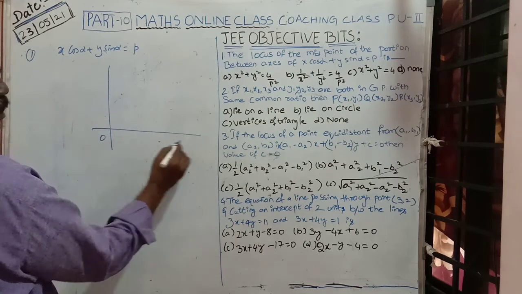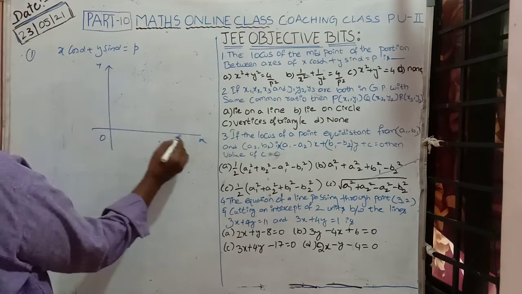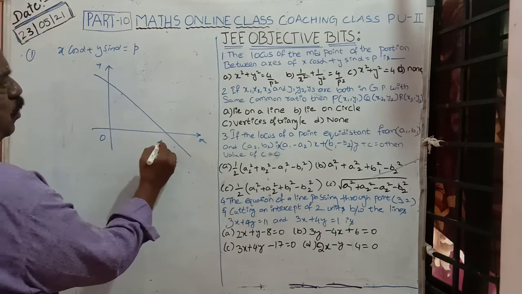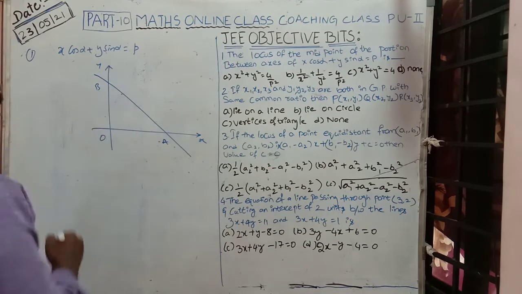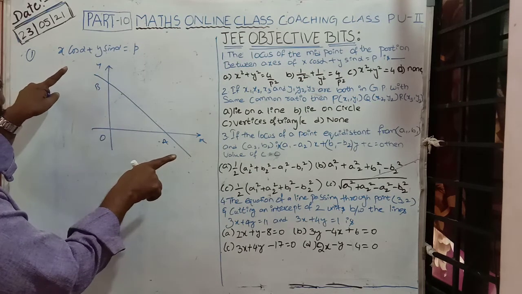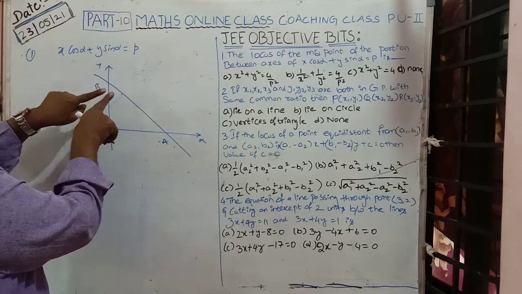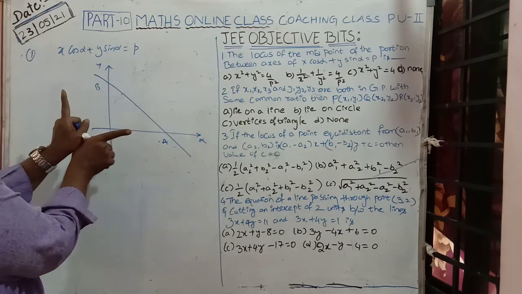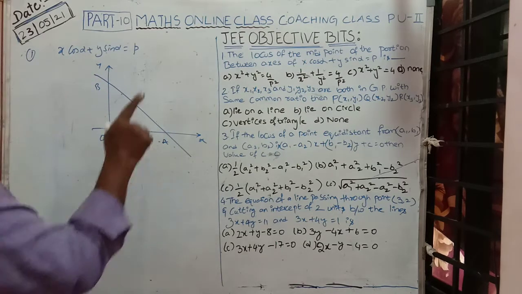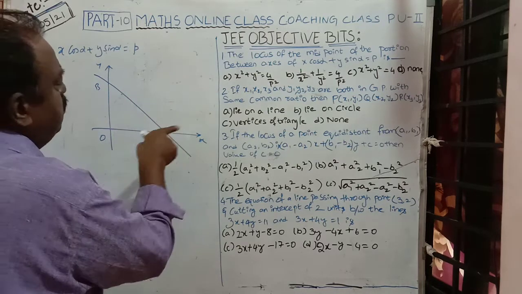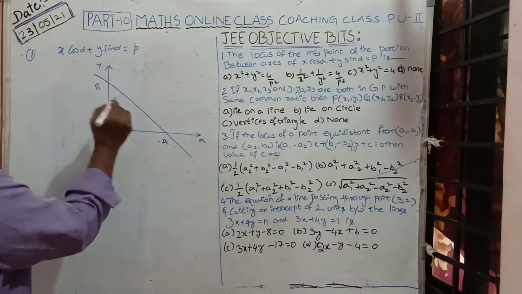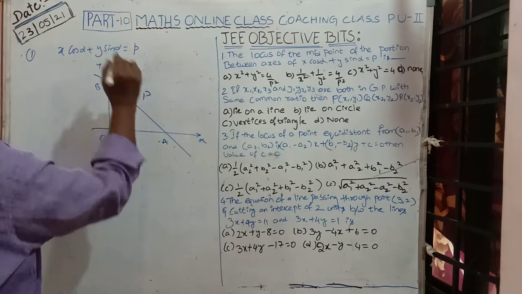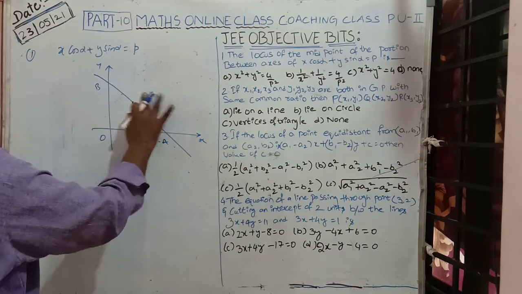See, it is the x-axis and y-axis. The line is like this. This is the portion, this is the portion AB. This portion AB is called the portion of the line intercepted between the axes. But shortly it is given: the portion between the axes of the line. Its midpoint is P, capital P. Already P is there, so we take C, capital C.